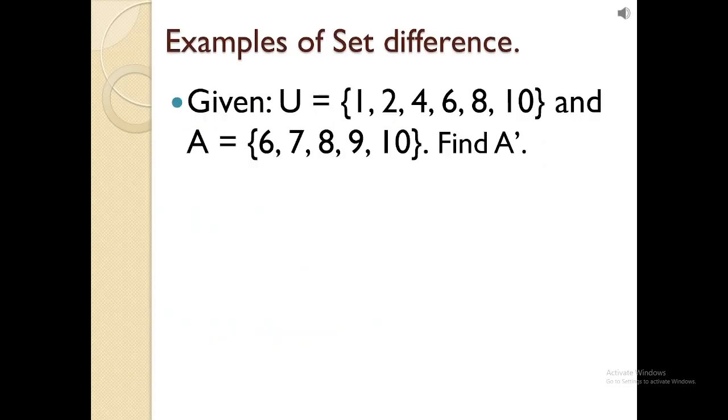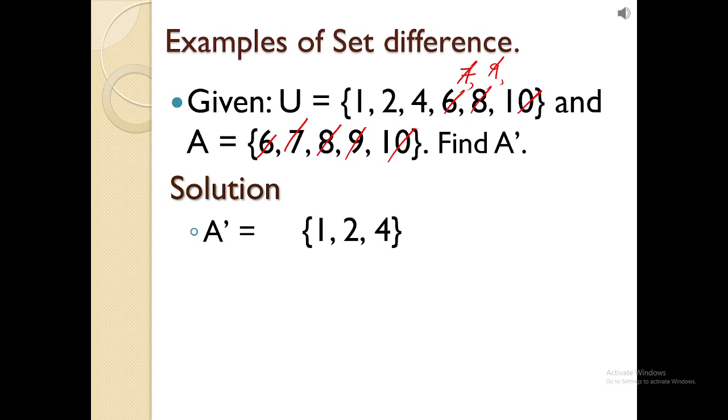So if I'm gonna have an example, we have here the universal set. This one is missing number 7, and this one is missing number 9. Sorry for that. Okay. So I will remove the 6, the 7, the 8, the 9, and the 10. What is left in the universal set now? 1, 2, 4, sir. 1, 2, 4. That's our answer. This is not set difference, but set complement. Sorry for that. Okay? Let's continue.